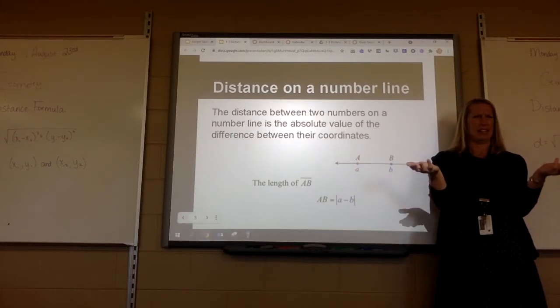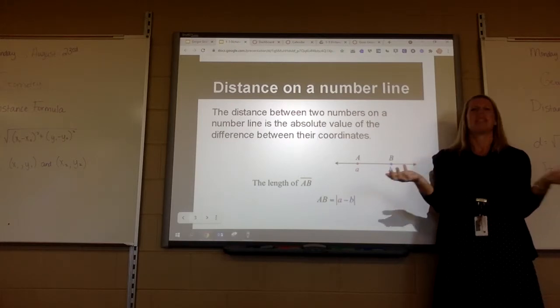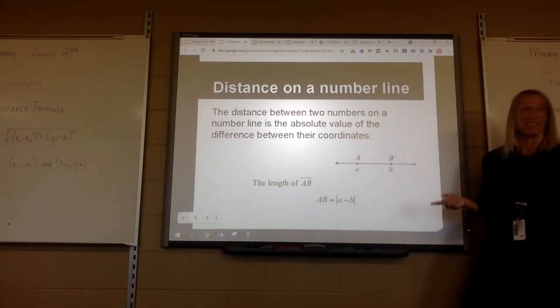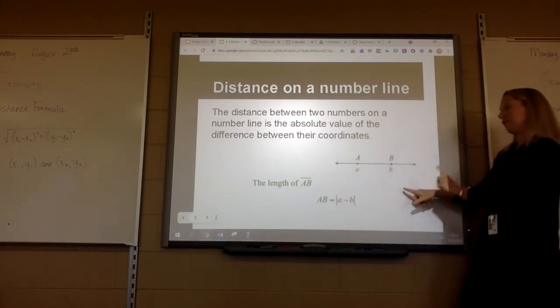Because it's not negative. It's just the distance, right? So we wouldn't have a negative answer. Yeah. So that's why it's always the absolute value.